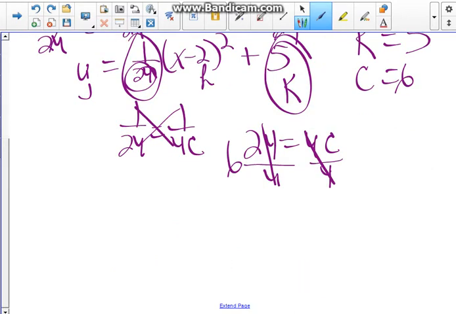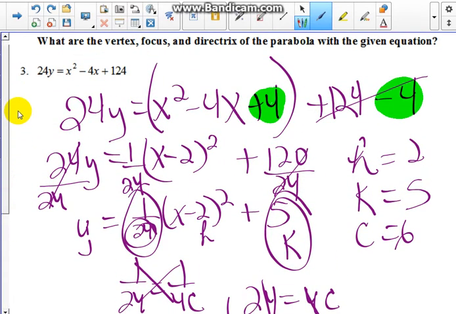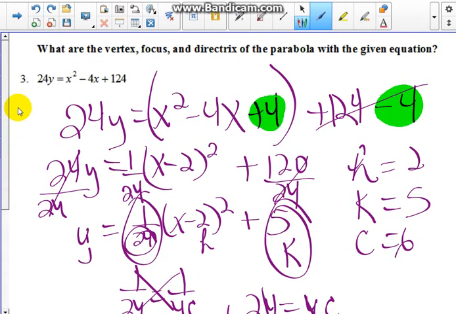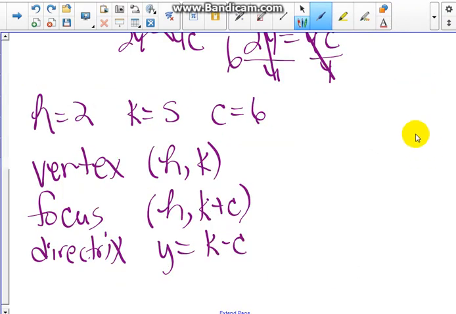Now we have what we need. So what did they ask us for? They ask us for the vertex, the focus, and the directrix. Okay, so our vertex, I rewrote these right here, save some time. H is equal to 2, k is equal to 5, c is equal to 6.